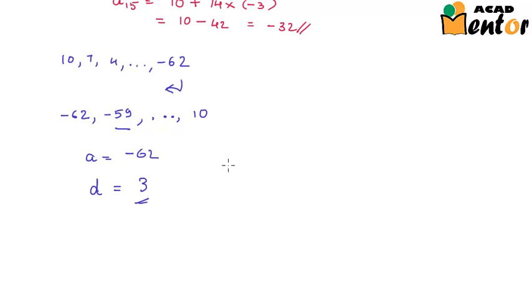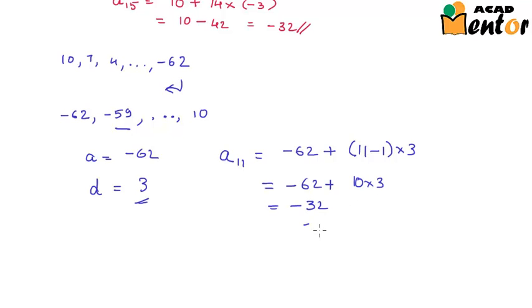So the 11th term for this AP would be A11 is equal to a, the first term, negative 62, plus (n minus 1), that is 11 minus 1, into d, plus 3. This gives us negative 62 plus 10 times 3, which is nothing but minus 32. And you can check that this answer is the same as the answer that we got from the previous method.